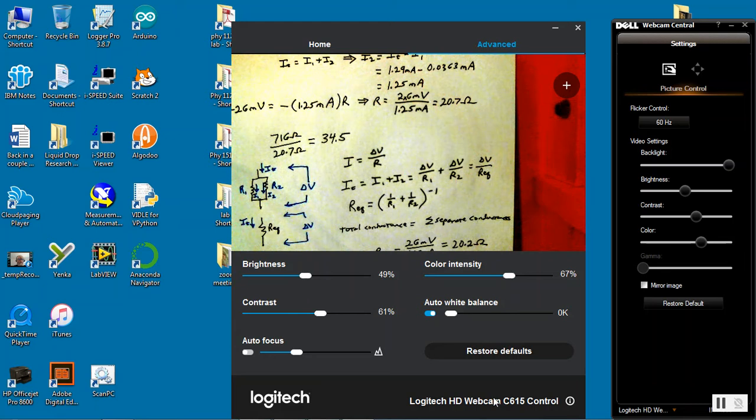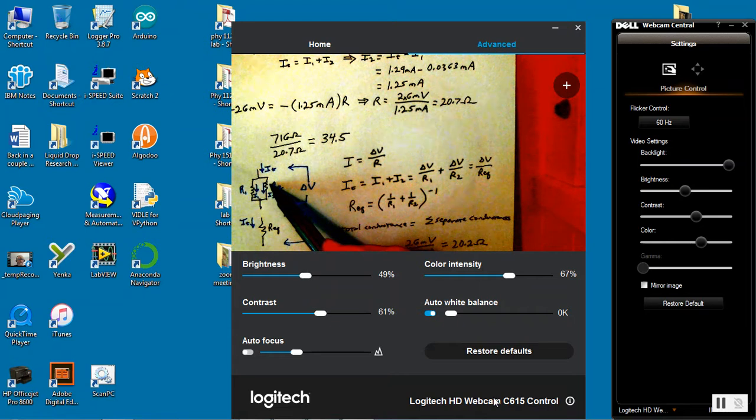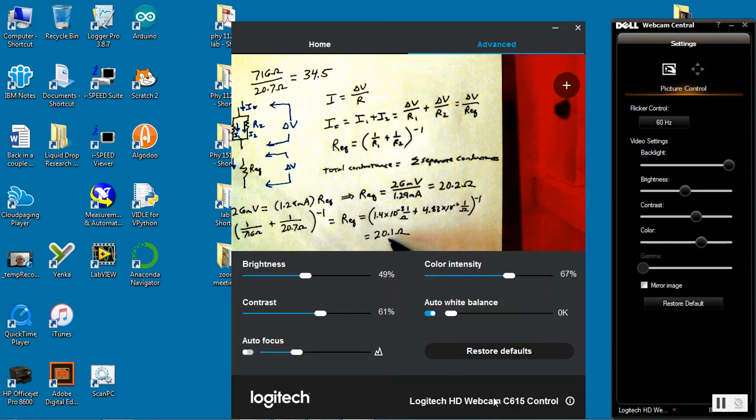When you have a big resistor, 716 ohms, in parallel with a much smaller one, 20.7, the smaller one is going to really dominate what's going on. And you'll see that this is in fact even smaller than that. So you have less resistance for the total than you do for each one separately. Okay, that was complex.